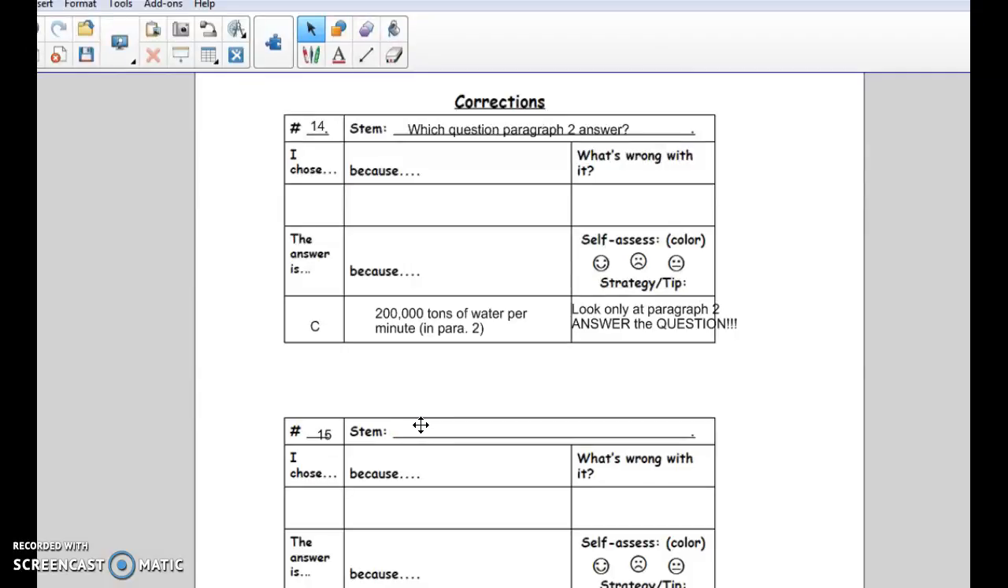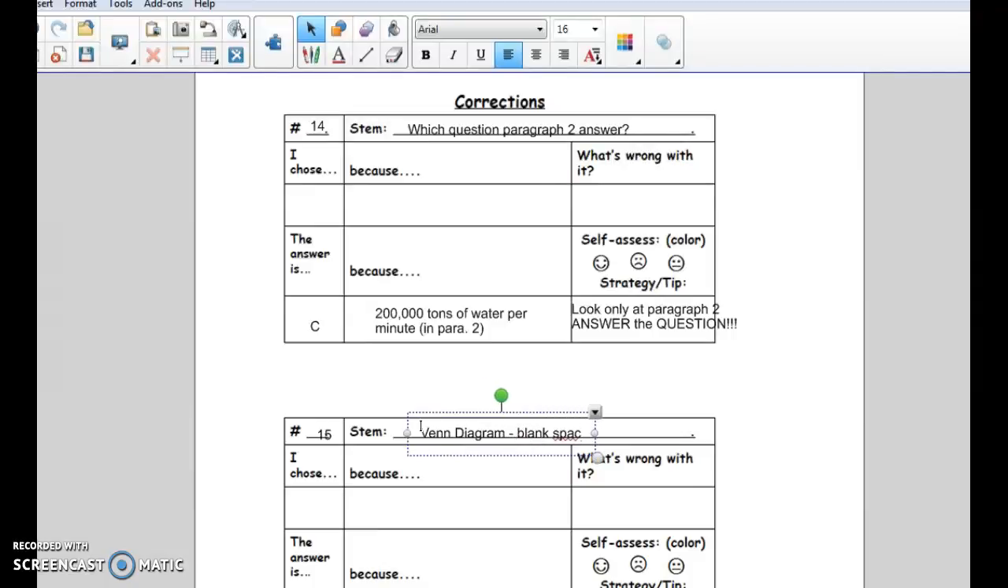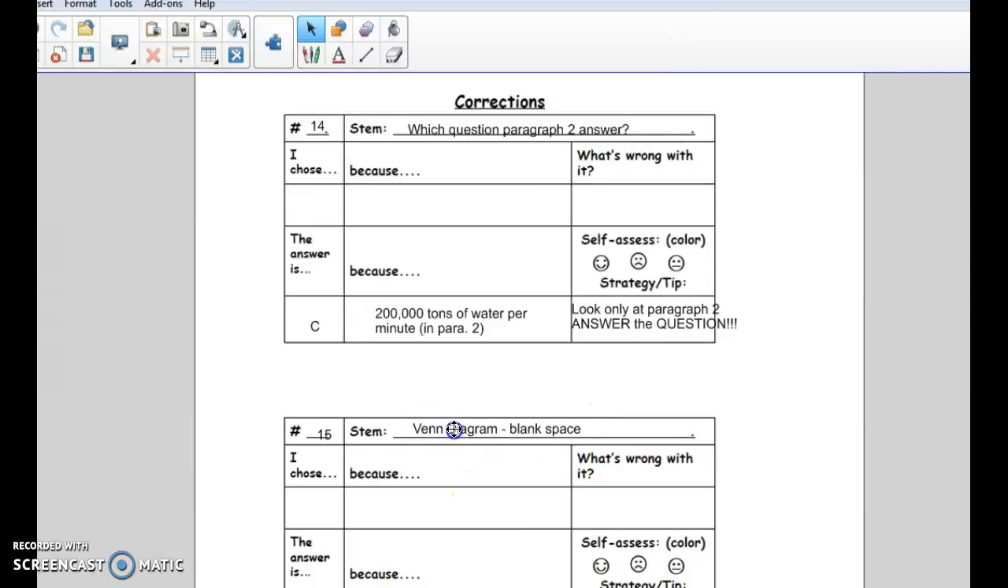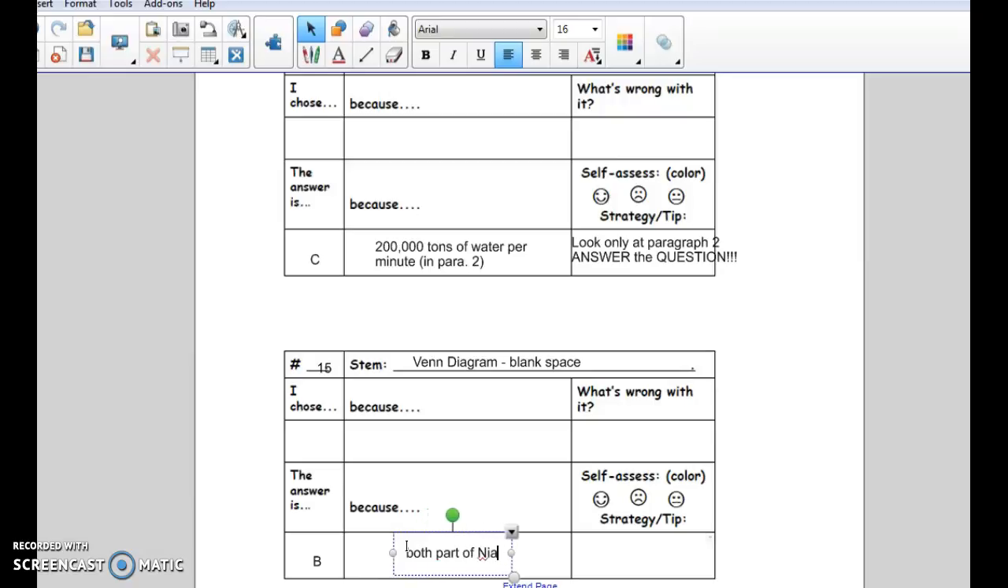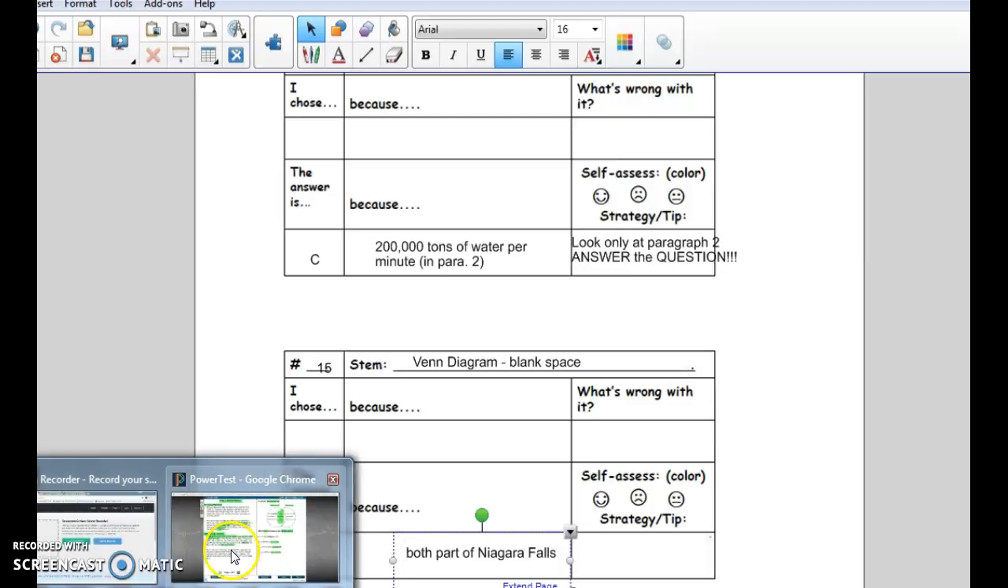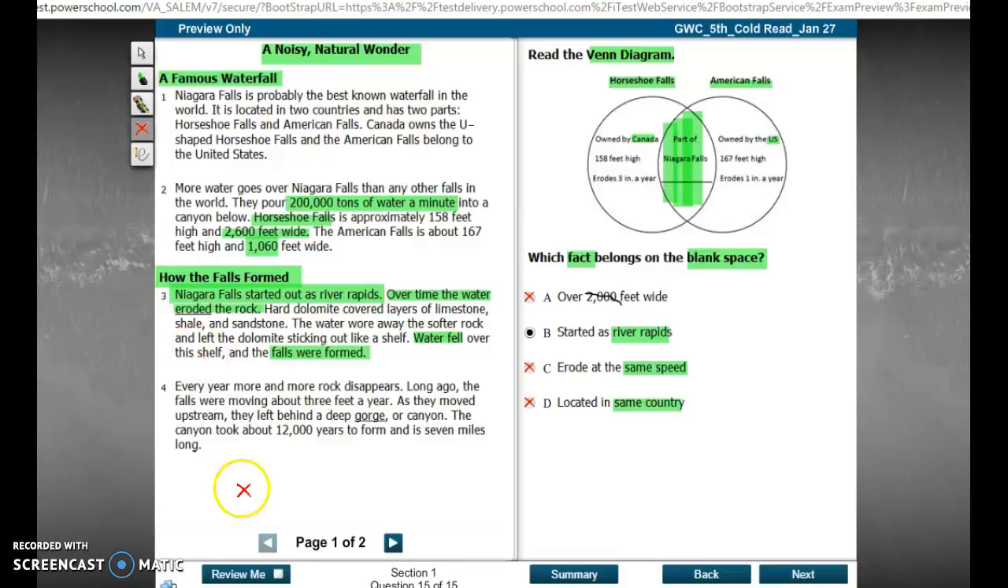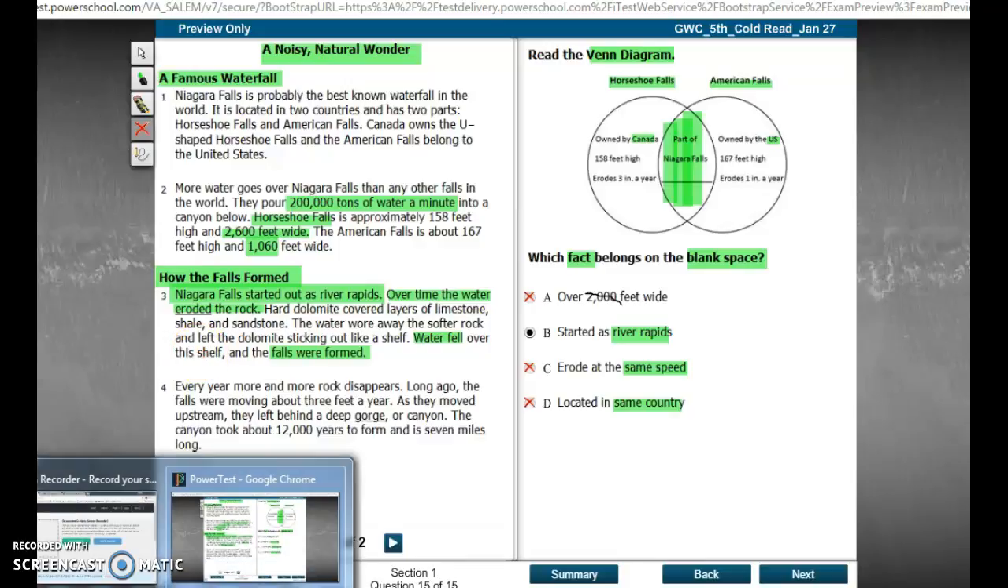The stem said what goes in the blank space, but it was a Venn diagram, blank space. Tell me what you chose, why you chose it, and what is wrong with it. The correct answer is B, because they are both part of Niagara Falls. And what was that paragraph number that told us that? Paragraph 3 says Niagara Falls started off as river rapids.